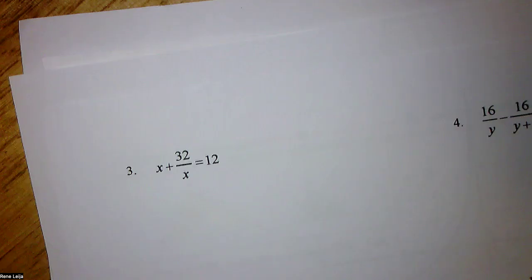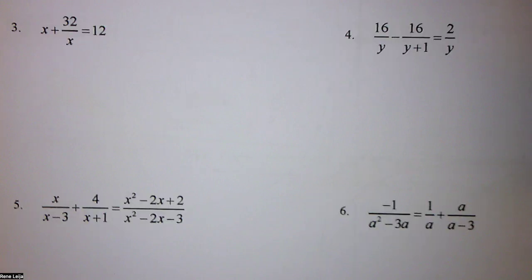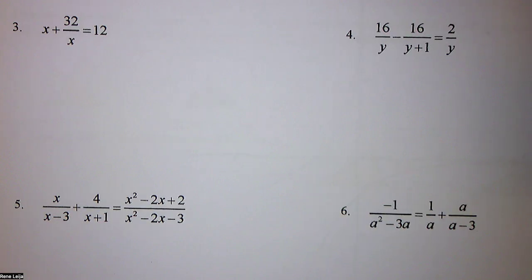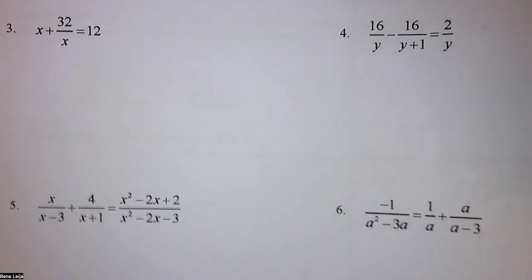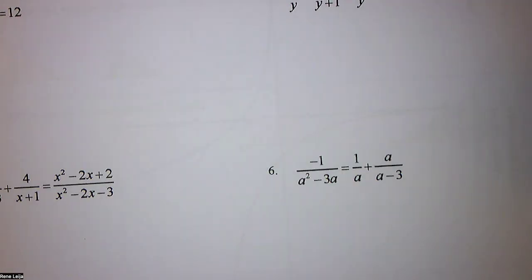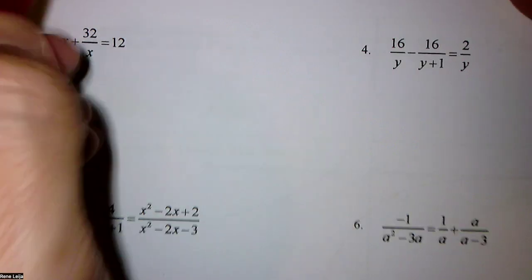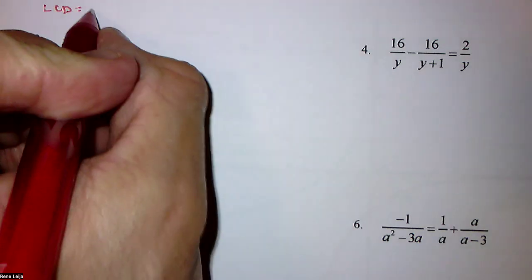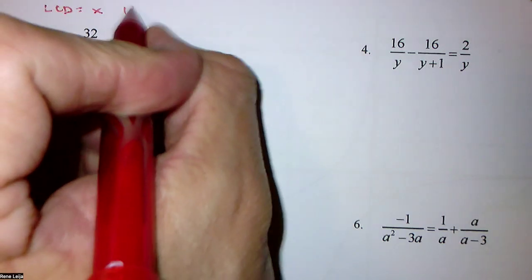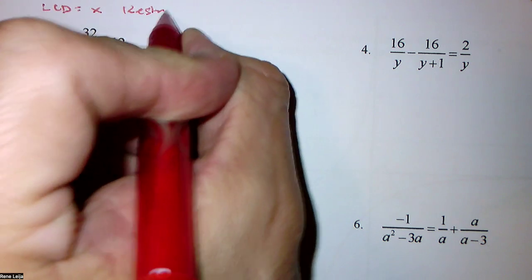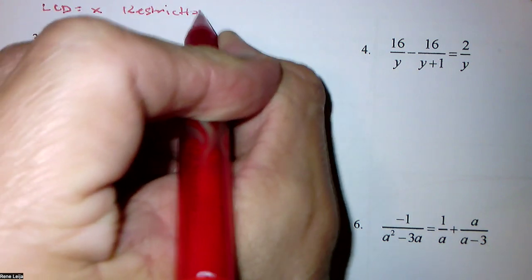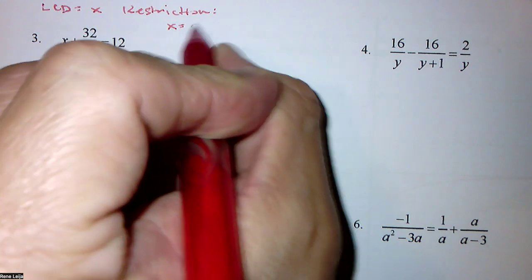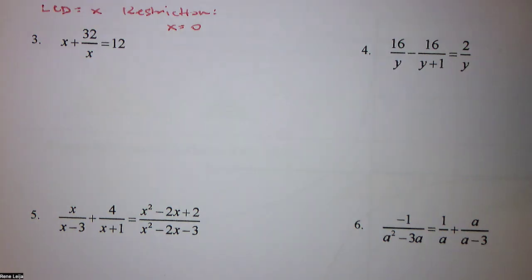So we have x plus 32 over x equals 12. Okay. Hang on. I need to remove some papers here. I've got too much of a stack. Okay. So my LCD, I only have one denominator and there's an x in there. So that means since I only have one value, I have one value that's going to be restricted. So my restriction is going to be that you set it to 0. And when you do, we get that x equals 0. So that's the value that's restricted.